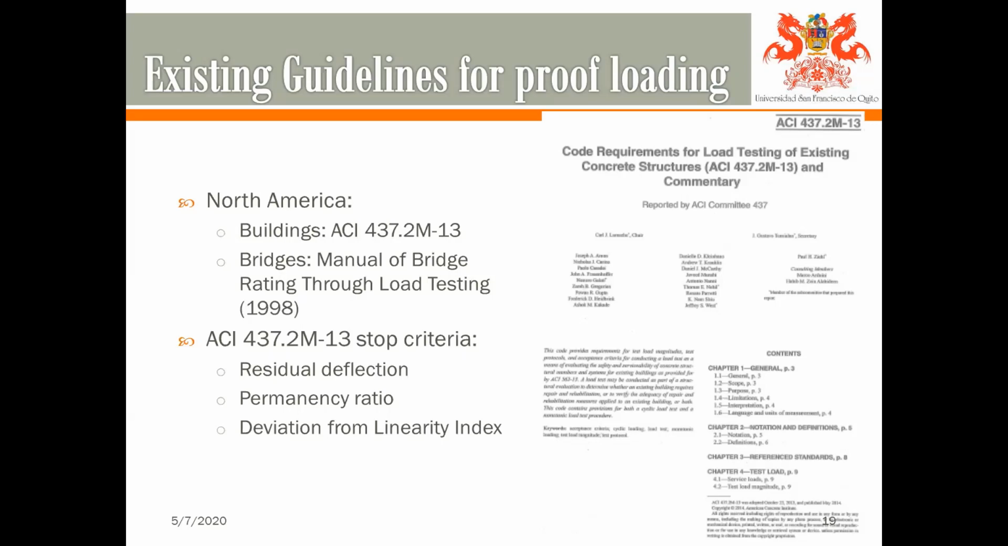Now, the acceptance criteria from ACI 437 are related to residual deflection, permanency ratio, and deviation from linearity. Besides buildings, there's also for bridges the manual of bridge rating through load testing, which the ideas have been incorporated in the AASHTO manual for bridge evaluation. So the AASHTO manual for bridge evaluation governs as a code.